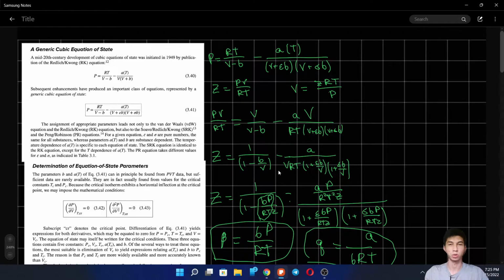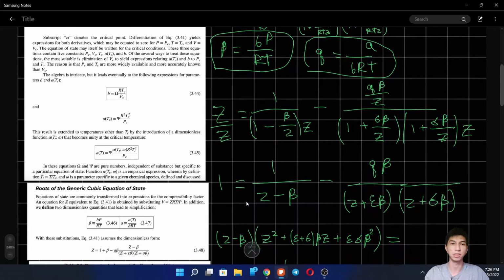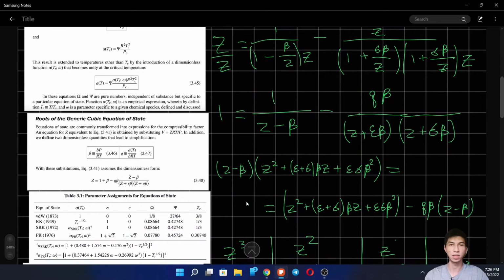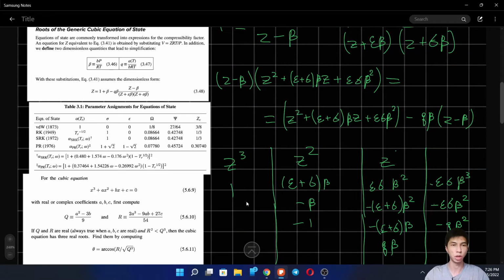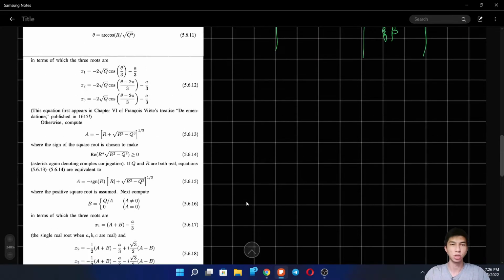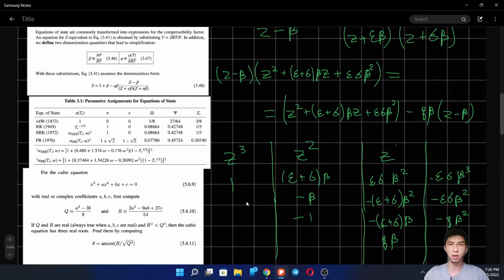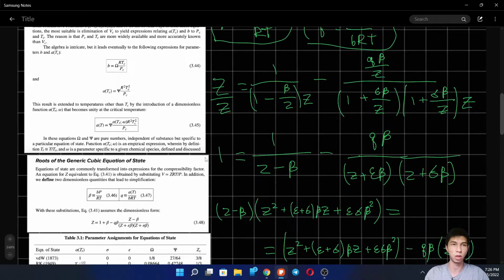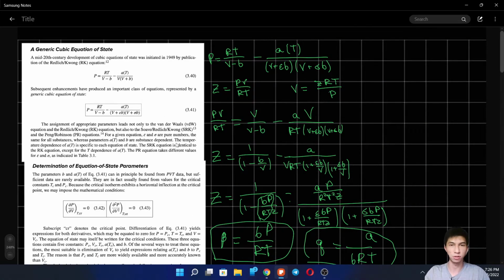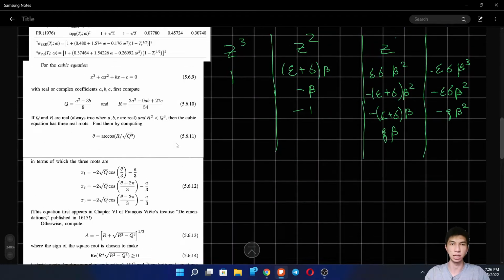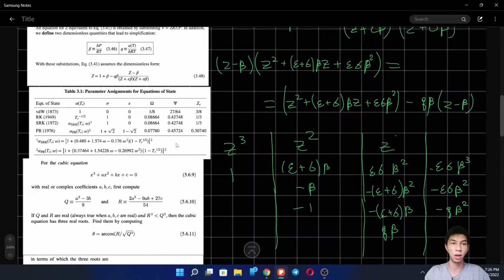Hello everyone, so today in this video we will be looking through obtaining the specific volume provided the pressure and temperature of the substance using the Cardano's method. So in the last video we derived the polynomial equation for the cubic equation of state in terms of z, which is the compressibility factor, right?